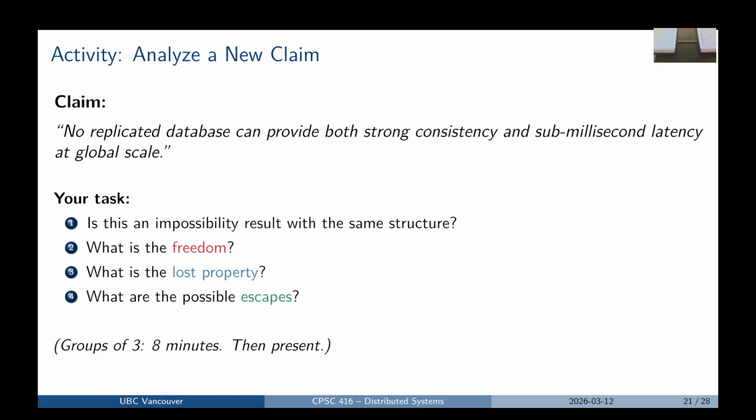I'm not going to do this particular thing because we're going to run out of time because I talk too much. So, no replicated database can provide both strong consistency and sub-millisecond latency at global scale. Is this an impossibility result with the same structure? What's the freedom, what's the lost property, and what are the possible escapes? We're not going to do the whole thing there. But I will ask, does this look like an impossibility result?